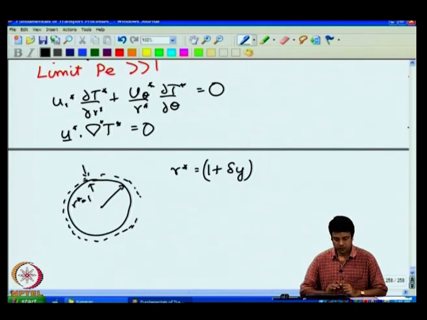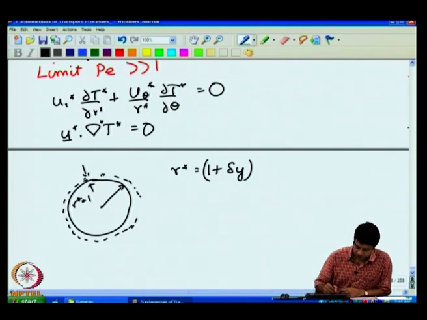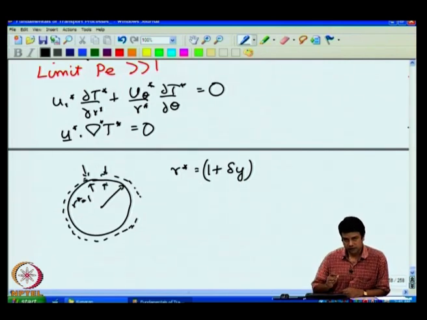So, r star is equal to 1 plus delta y gives you basically the distance of a point in the fluid from the surface of the sphere, and that distance has to be small for there to be a balance between convection and diffusion. Okay. So, this y is the variable that I am using. Y is the scaled variable that I will use for differentiation, and delta is a boundary layer thickness.